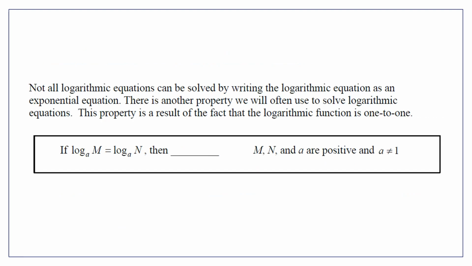Note that not all logarithmic equations can be solved by writing the logarithmic equation as an exponential equation. So there is another property we will often use to solve logarithmic equations, and this property is a result of the fact that the logarithmic function is 1-to-1. And this property states that if log base a of m equals log base a of n, then m equals n, where m, n, and a are positive and a does not equal 1.